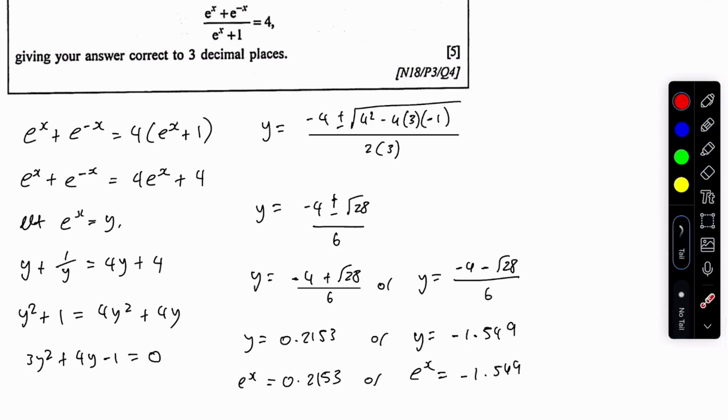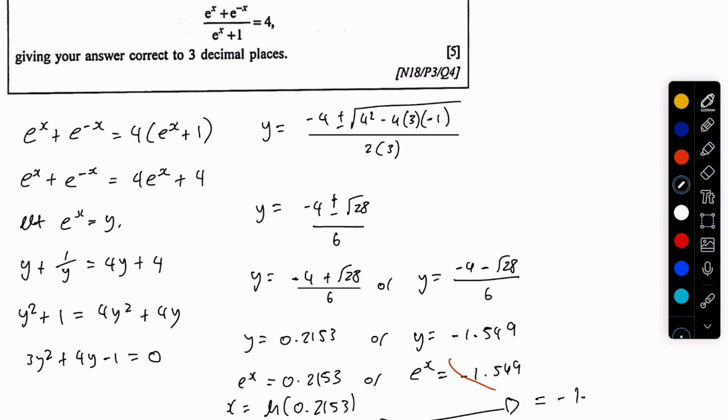Now obviously we can't have this. Why? Because you can't have a ln of a negative. So we've got x is equal to ln of 0.2153, which gives us a value of negative 1.536, to 3 decimal places. And that's going to be your final answer there.